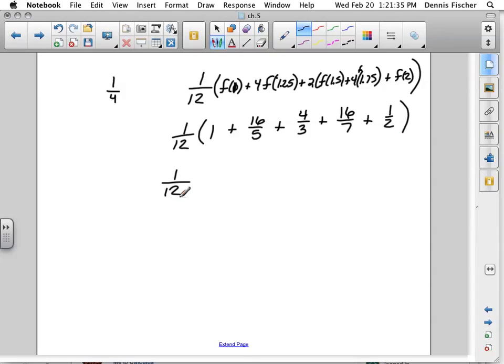Oh, I just multiplied through it already. 8.3. And if I divide that out, I get 0.69325. If we look at that, when I did the Simpsons rule, I got 0.69325.